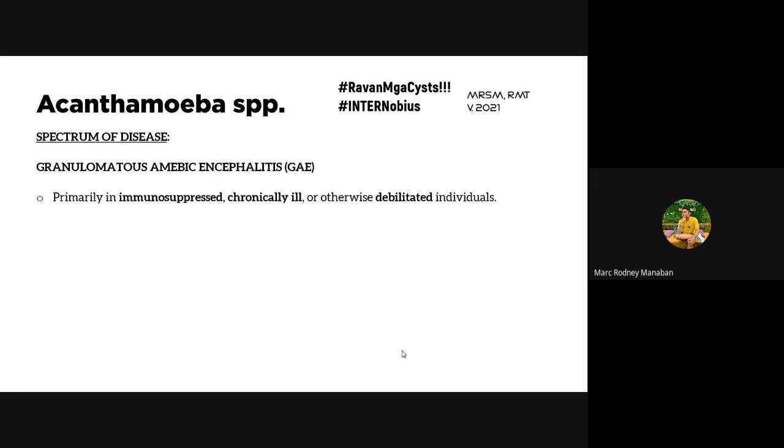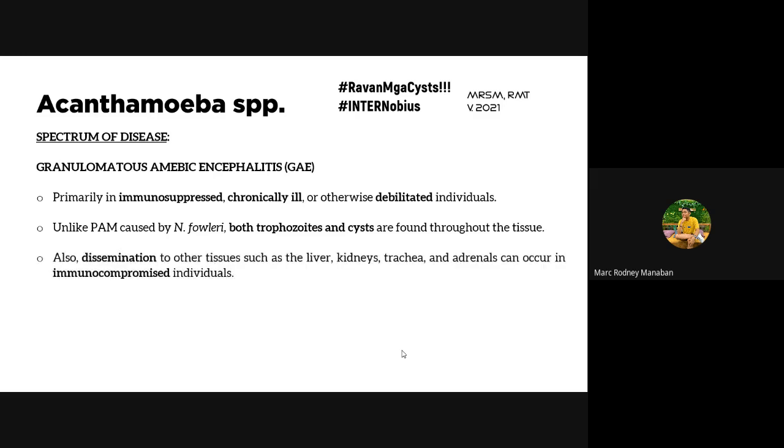Okay? Now for GAE, it's primarily found in immunocompromised or immunosuppressed people, those whose immune systems are not functioning well. Now, unlike PAM, trophozoites and cysts can be seen in tissue. And dissemination can also happen, especially in immunocompromised individuals. It can disseminate to other organs.